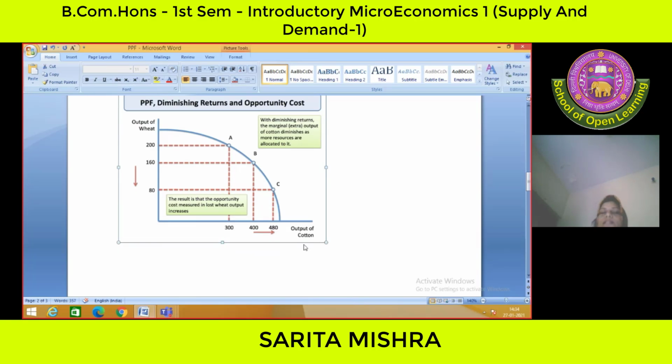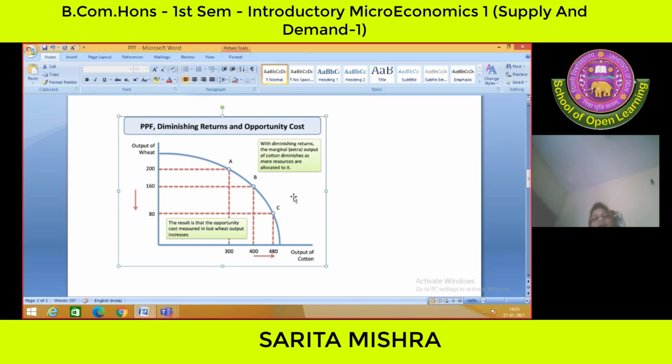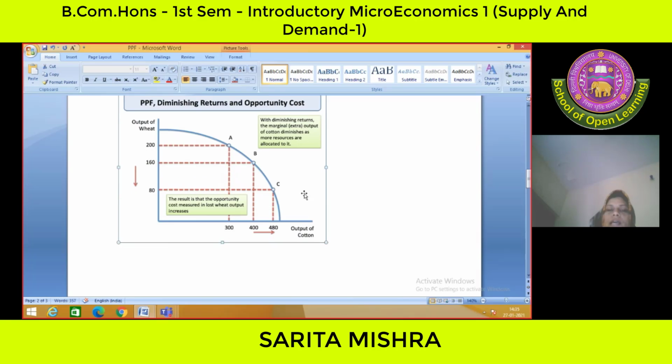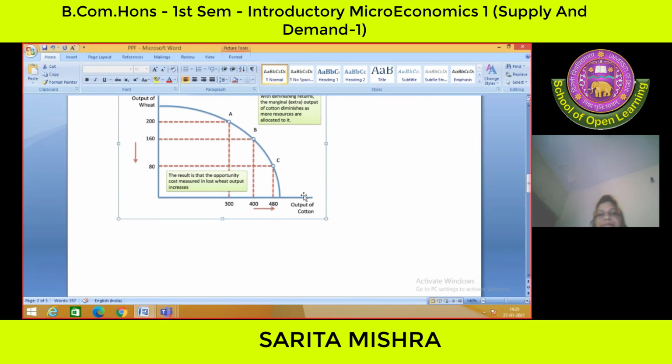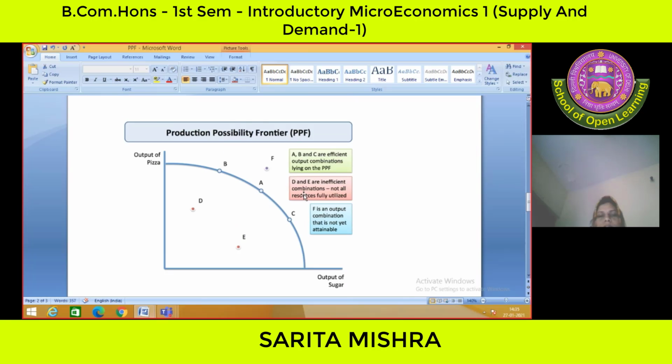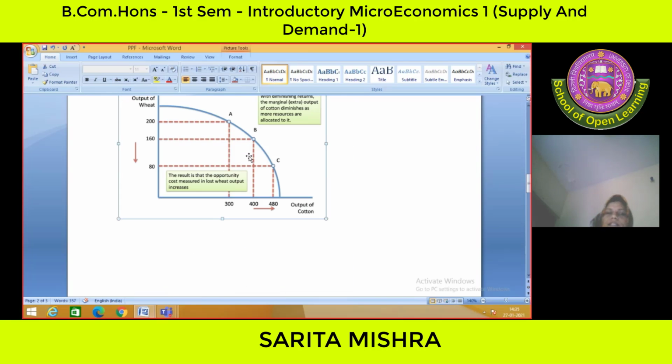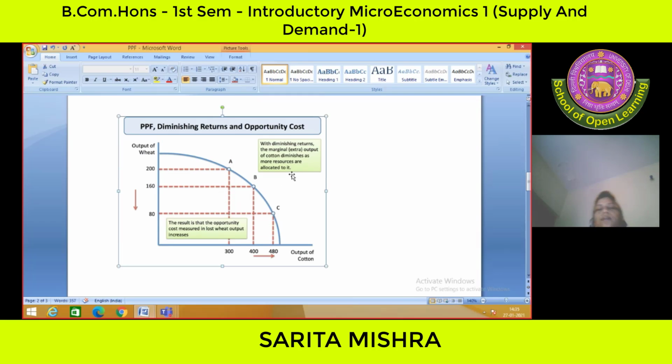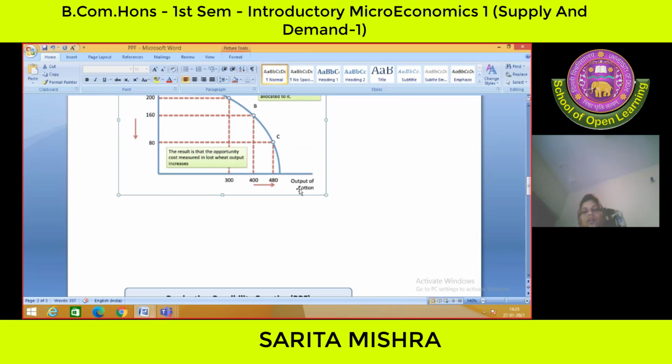And this is the principle of diminishing returns, that when you use more and more of a factor in a productive process, the increase in output from each additional unit of the factor actually diminishes. We will take up diminishing returns later when we go deep into the theory of supply or theory of production.